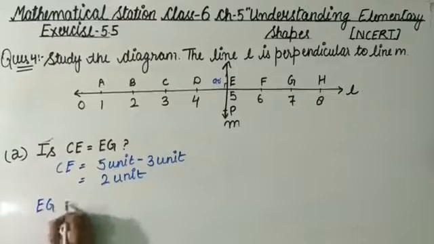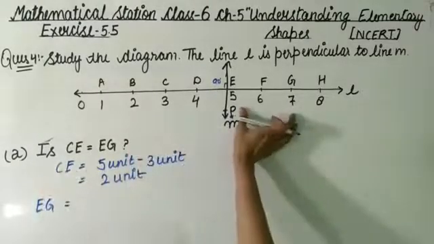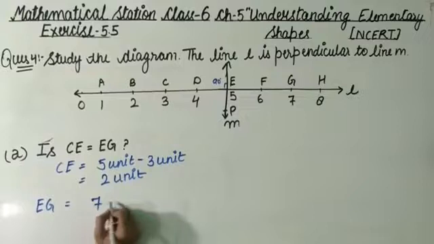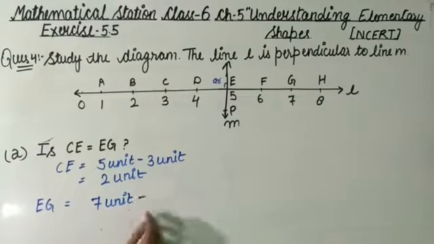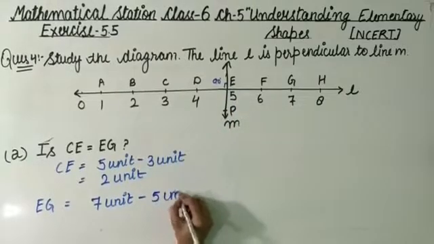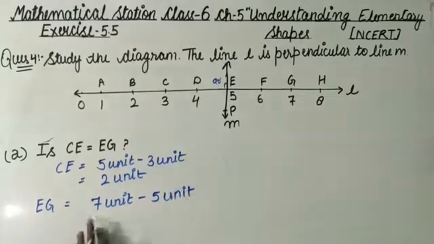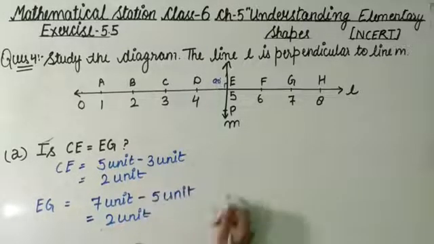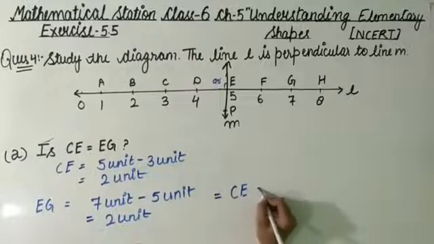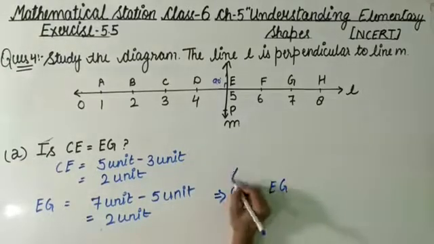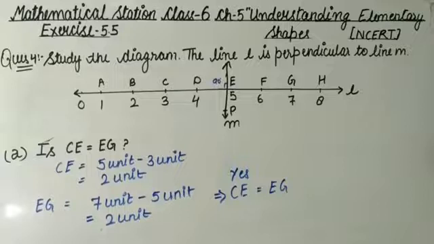Now we will measure the unit of EG. So our G is on 7 unit. From it we will subtract the measure till point E, which is on 5. So 5 subtracted from 7 is 2 unit. Here CE and EG both are of 2 unit. So it will be CE equal to EG. Yes, CE is equal to EG.